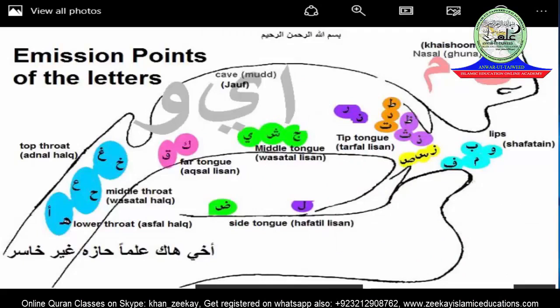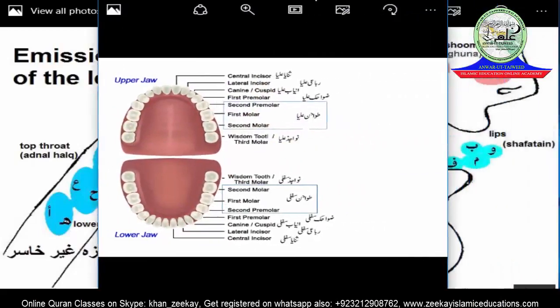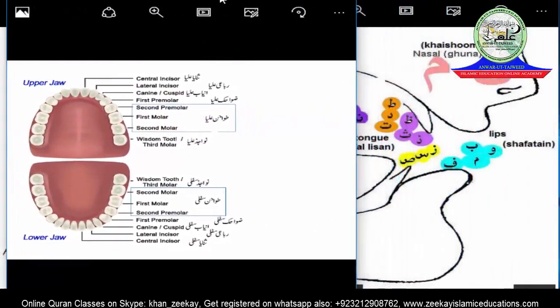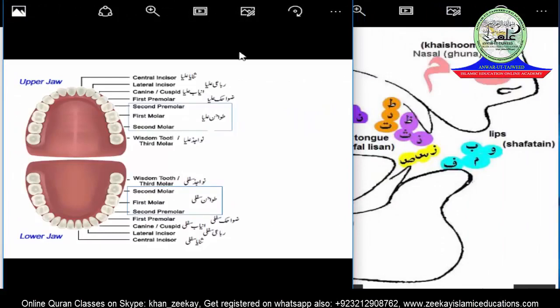The next origin is the tip of the tongue when it touches the roots of thanaya ulya. Now we should understand it by this picture also. The tip of the tongue touching the roots of thanaya ulya. The letters ta, to and dal.